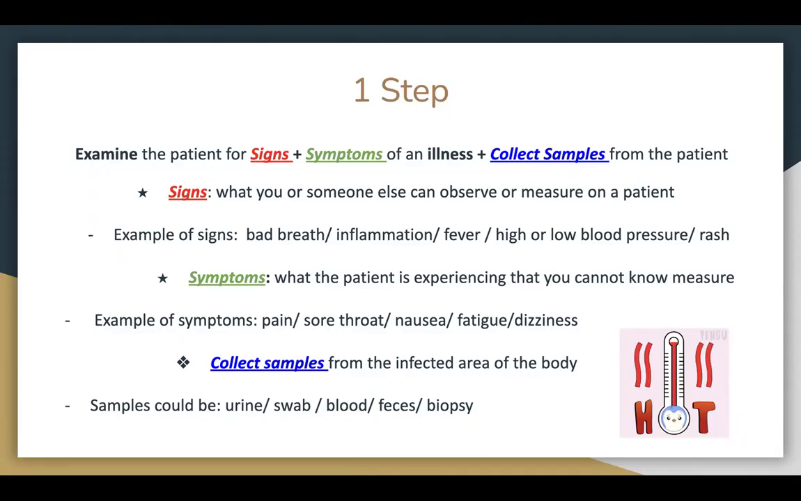So once you figure out the signs and symptoms of the illness that you're working with, you're going to want to collect samples from that patient. So these could be a urine sample, a blood sample, a fecal sample, or you could do a biopsy where you cut part of the infected part to be able to look through a microscope, or you can use a swab to swab a throat to see if it's strep throat as well.